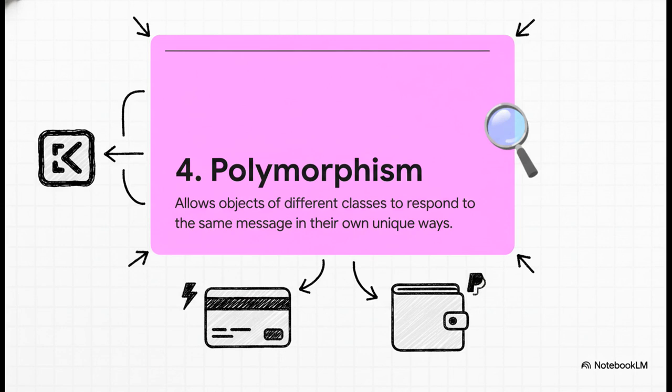And finally, we have polymorphism. It's a fancy Greek word that literally means many forms. And what it lets us do is write way more flexible code. For instance, you could have a single command like process payment. A credit card object and a PayPal object can both respond to that same command, but each one will handle it in its own special way.